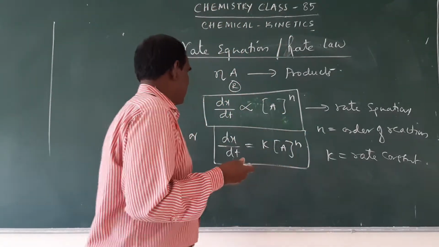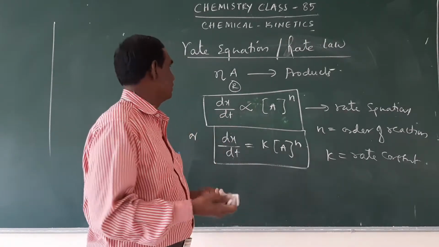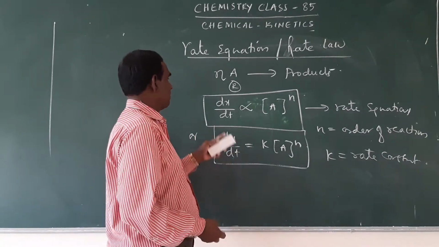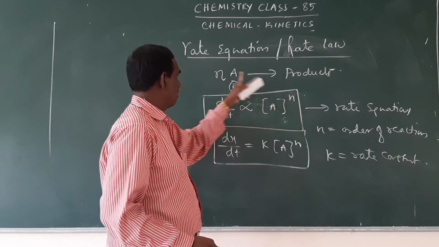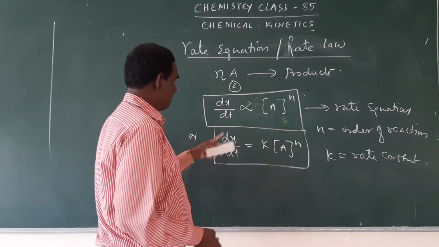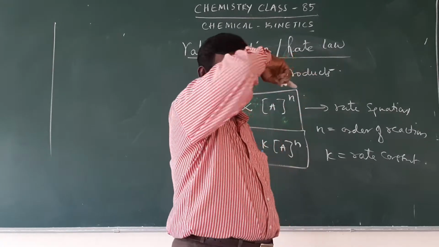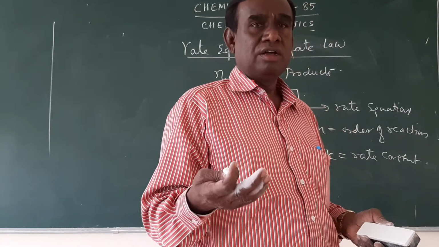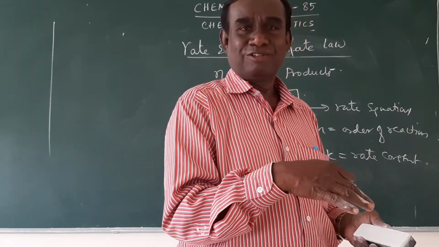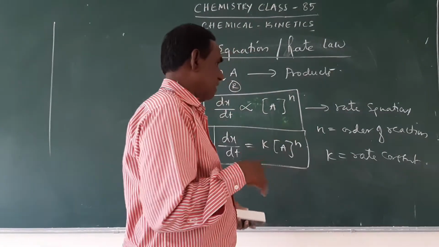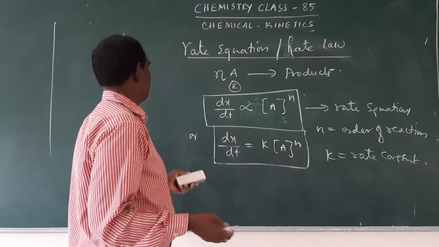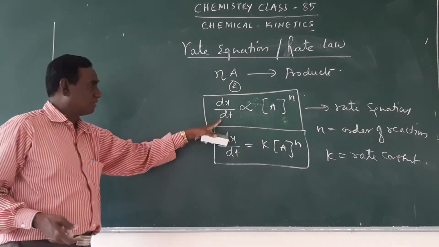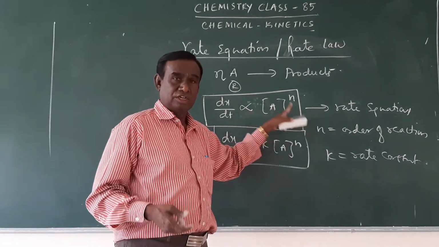It is also called the experimentally determined rate equation. That is dx by dt is directly proportional to A to the power of n for nA tends to products. Here this n is called the order of the reaction. For example, 1 is first order, 2 second order, 3 third order, 0 order, and fractions give fractional order. We have different types of order of reactions. So the rate equation is the equation which gives the relationship between the rate of reaction and the individual concentrations of the reactants.